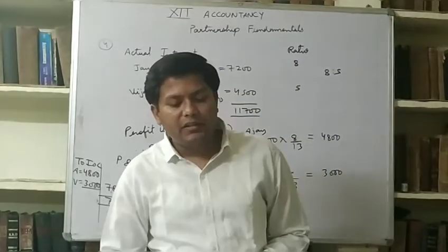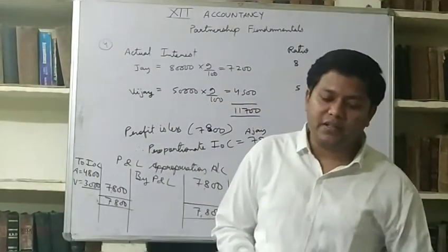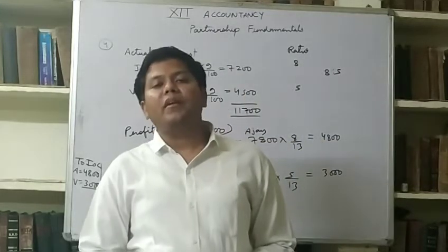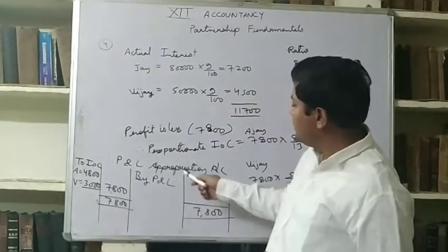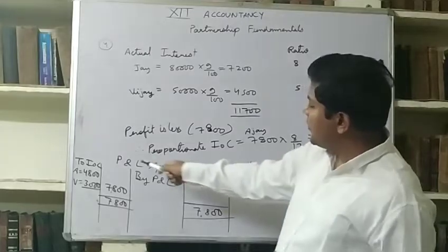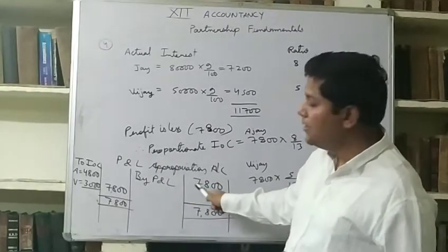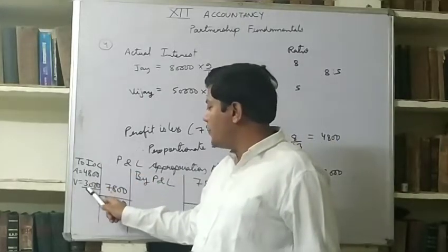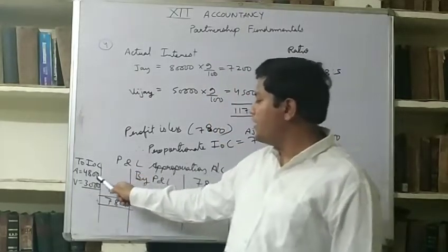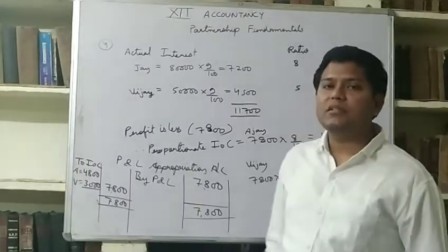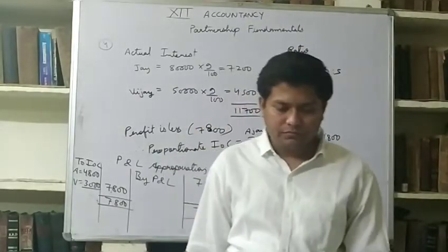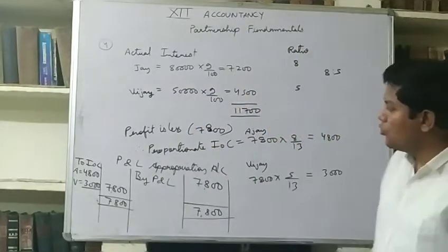This interest can be provided, and the question is also asking to prepare the P&L appropriation account. So I have prepared it here, the small one. By P&L profit 7,800, and interest on capital which can be provided, 4,800 and 3,000, 7,800. So you may note it down.